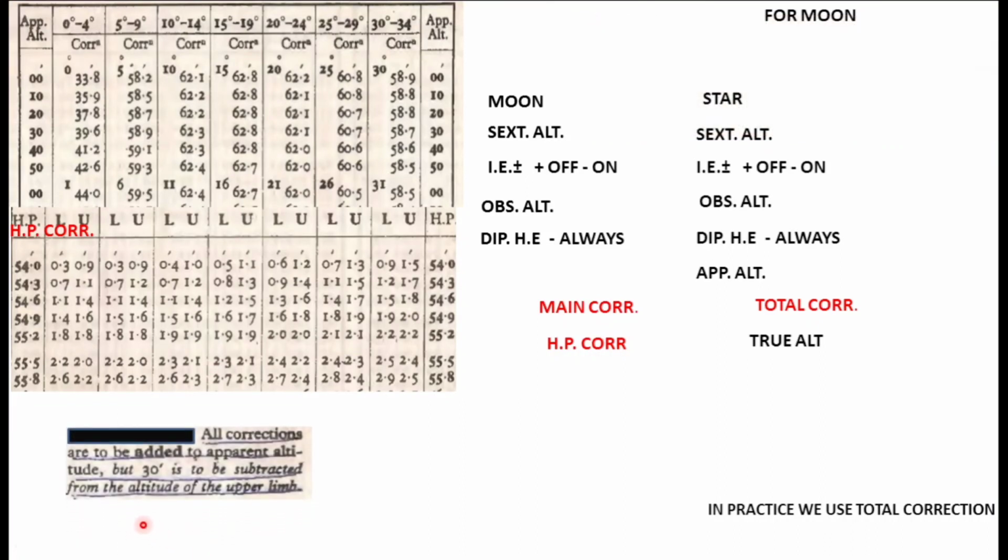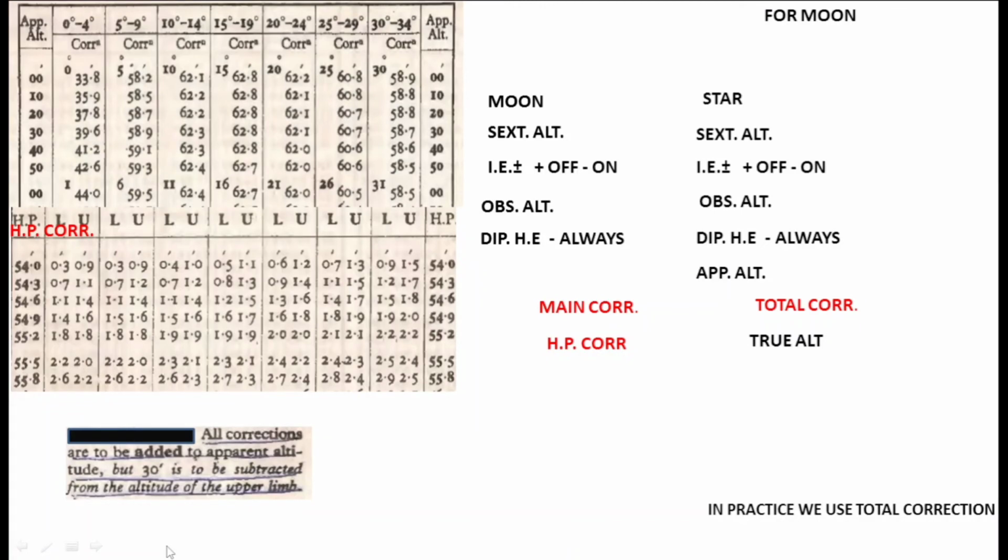Now all these corrections are to be added to the apparent altitude, but 30 minutes is to be subtracted from the altitude you have got. This is also written down there in case you ever forget it. It's part of the tables, so you can always consult your almanac.